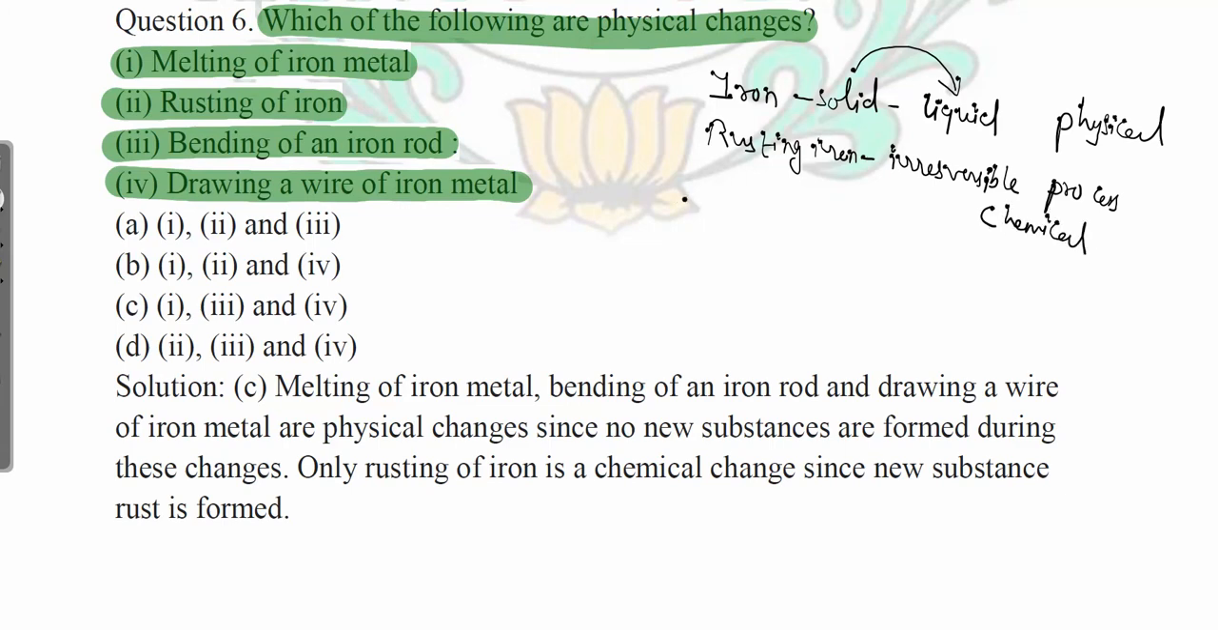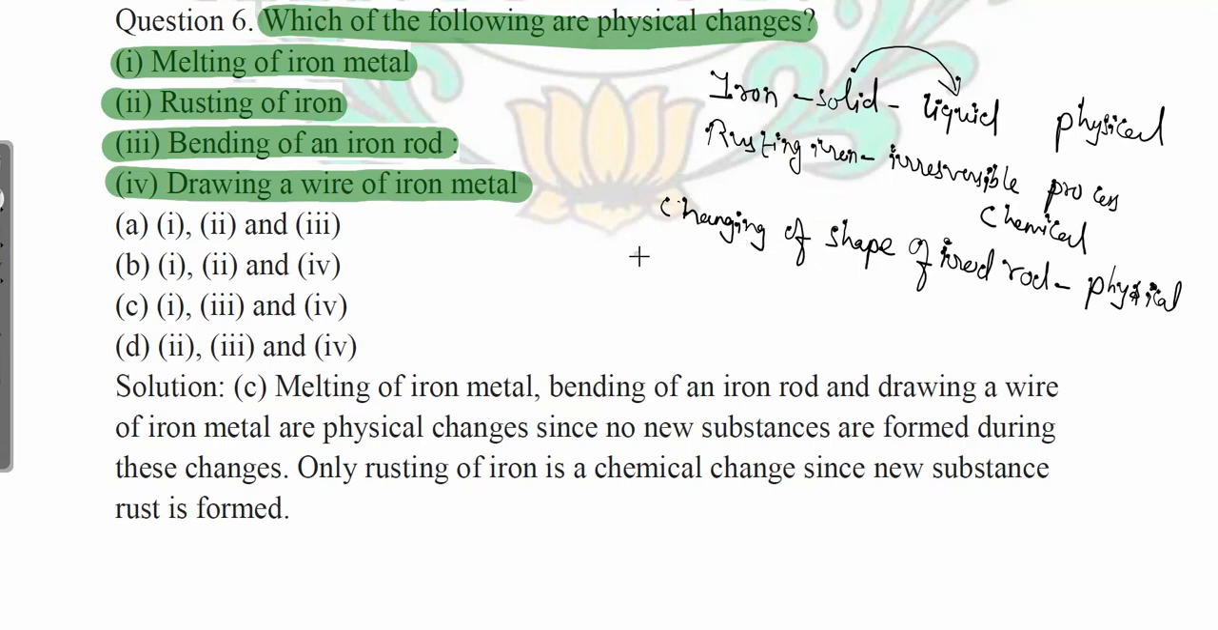Next is the bending of an iron rod. Bending of an iron rod is nothing other than the changing of shape of the iron rod. And we know that changing the shape of an iron rod is a physical change, because we can easily convert the shape of that particular bent iron rod to its normal original form.